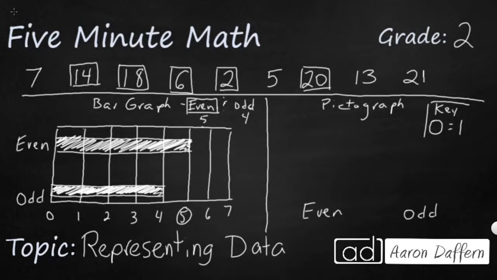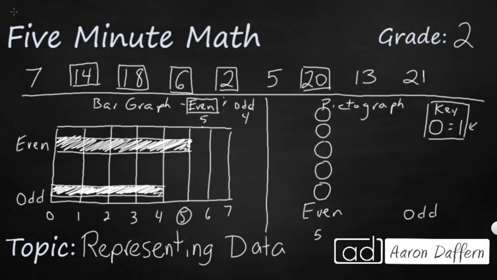So even, you see I've got 5 even numbers. I'm just going to draw 5 circles. I'm going to draw them about the same size, about the same distance apart. 1, 2, 3, 4, all the way up at the top there, 5. So I know that my even is 5 because I have 5 circles. And each circle represents 1. This key is extremely important.